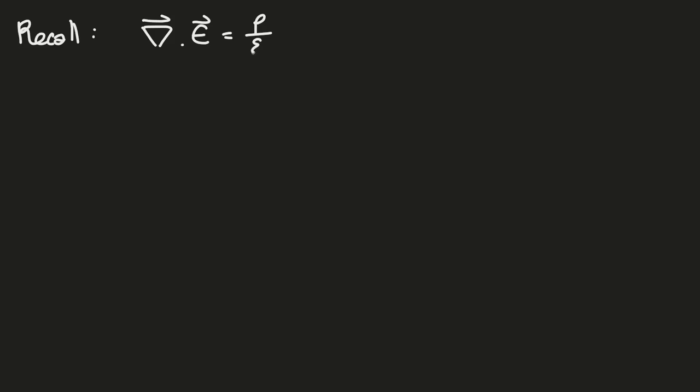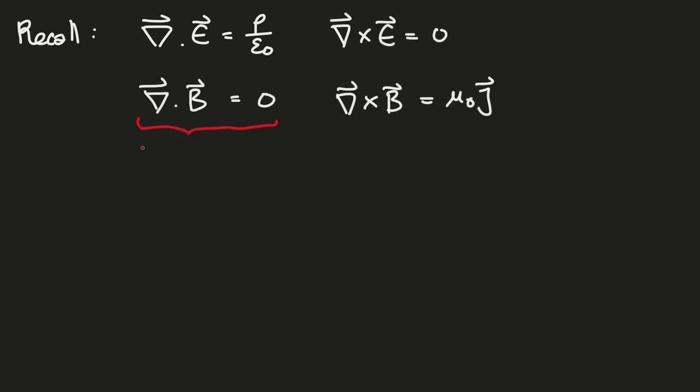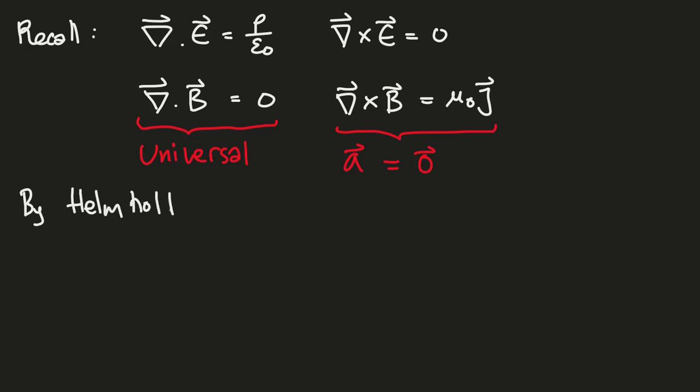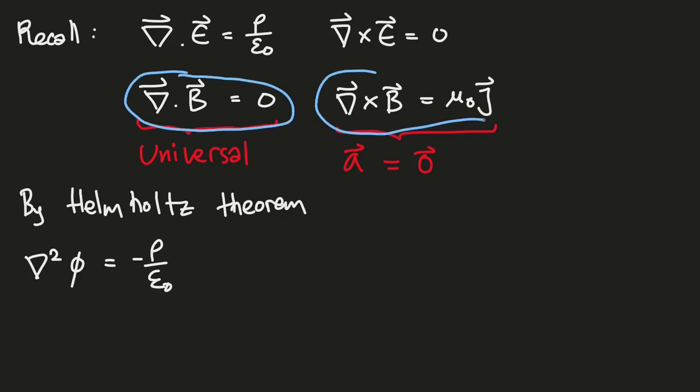Recall that in previous videos, we found the four equations that explain electric and magnetic fields, where this side is universal and this side is for a non-accelerating frame or non-accelerating charge. And by the Helmholtz theorem before, the electric field can be explained as a scalar potential through this Poisson differential equation. Then for the magnetic field, we will see that this set of equations clearly tells us that this vector field is purely curl, or solenoidal.